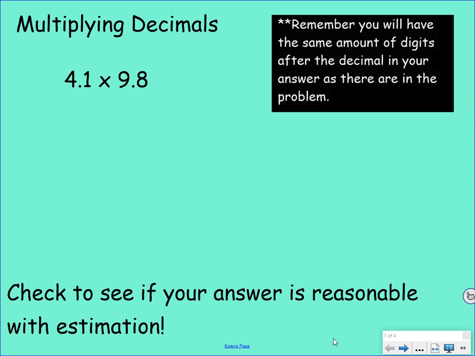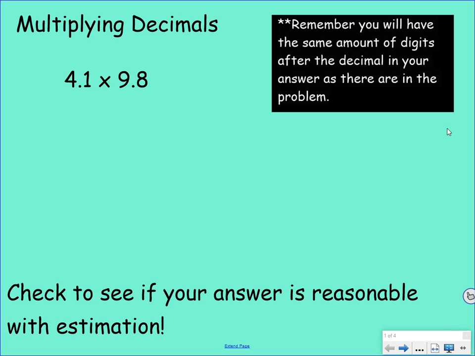All right, guys, today's lesson is all about multiplying decimals. And you did a great job at multiplying a decimal times a whole number. And multiplying two decimals is just as easy as multiplying a decimal and a whole number. The key to remember is that however many digits are after the decimal in the answer is the same as how many are after the decimal in the problem.